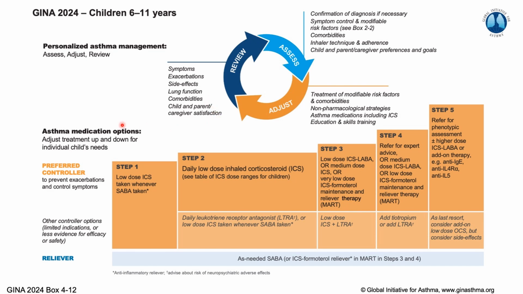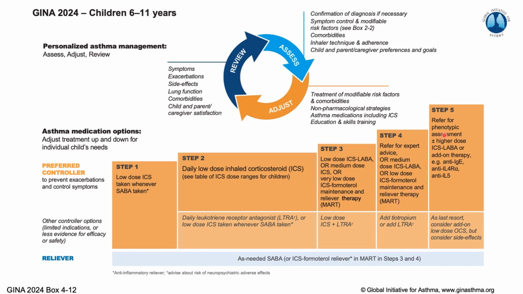So in children, we only have the preferred controller. In step 1, you have low dose ICS taken whenever SABA is taken. So you take ICS when you're taking SABA. Then step 2 is low dose ICS, which is maintenance. Then step 3, low dose ICS-LABA or medium dose ICS or very low dose ICS-formoterol for maintenance and reliever therapy. And then step 4, you refer to an expert or you give medium dose ICS-LABA or low dose ICS-formoterol for maintenance and reliever therapy.